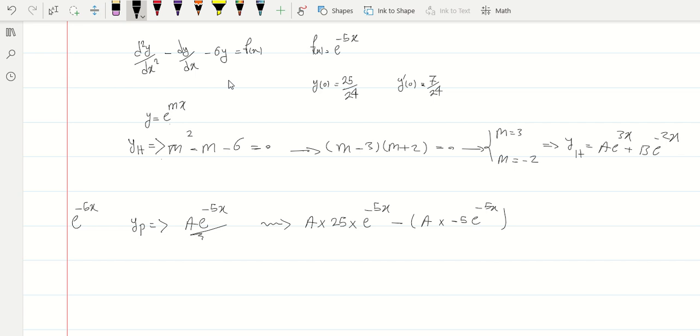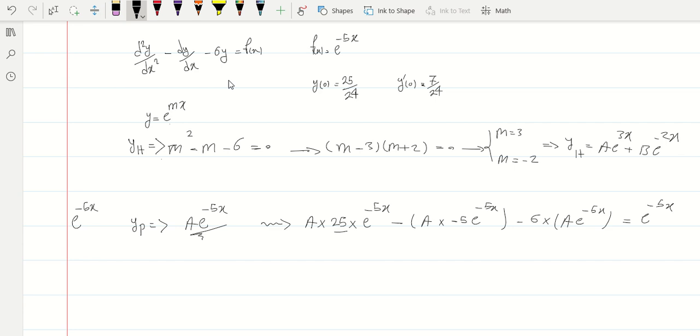So the first derivative would be minus 5 times e to the minus 5x, and if you take the derivative a second time, it would be minus 5 times minus 5, which is equal to 25, which I wrote in the first term. And the last term, we have minus 6y, which is minus 6 times a times e to the power of minus 5x, and this would be equal to our f of x, which is e to the power of minus 5x.